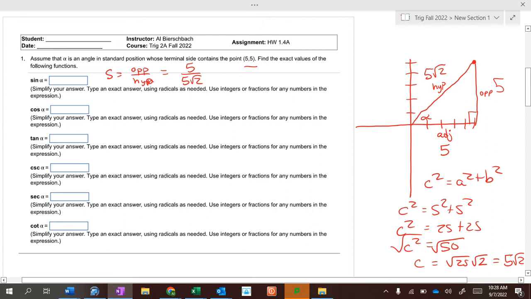Now, I'm not a math god. I'm pretty good at math, but I'm not a math god. But math gods get very, very angry if you leave a radical in the denominator.